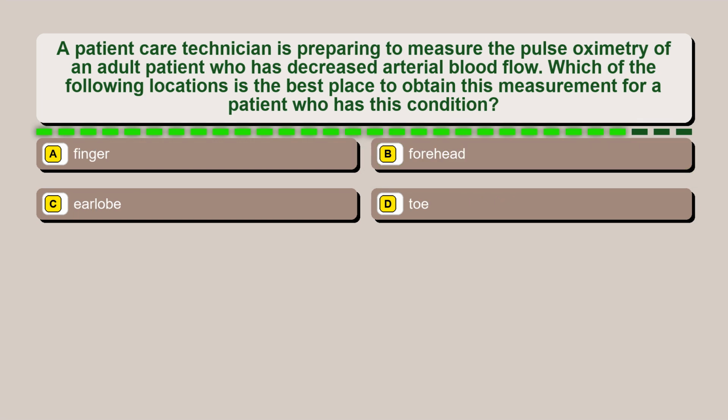A patient care technician is preparing to measure the pulse oximetry of an adult patient who has decreased arterial blood flow. Which of the following locations is the best place to obtain this measurement for a patient who has this condition? Option A, finger. Option B, forehead. Option C, earlobe. Option D, toe.